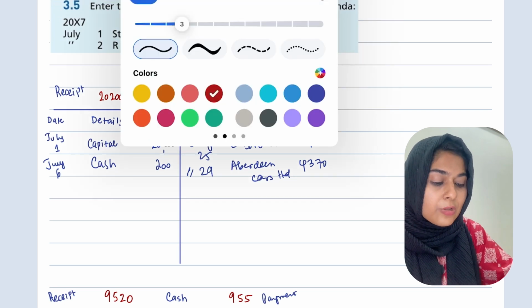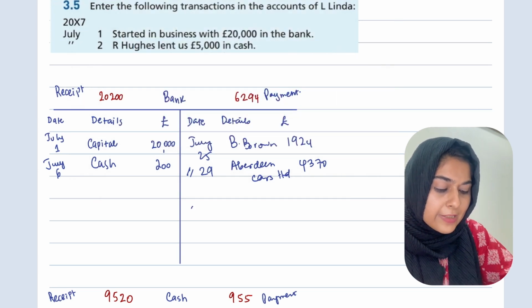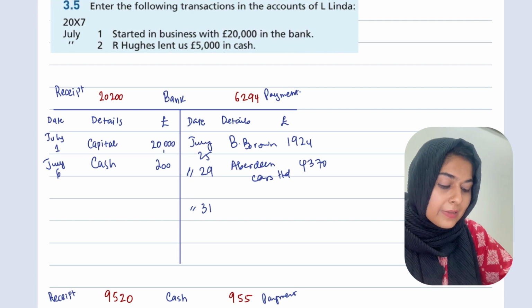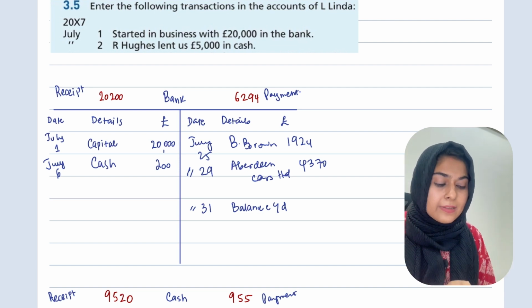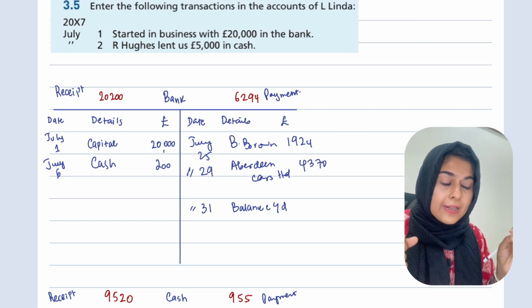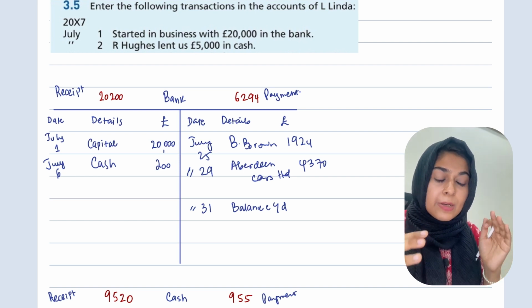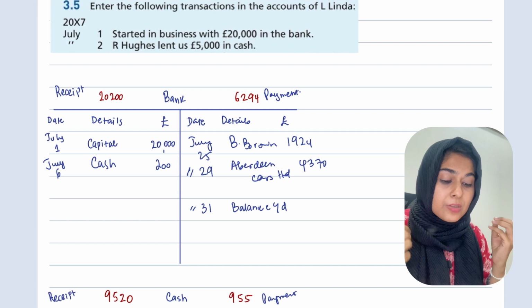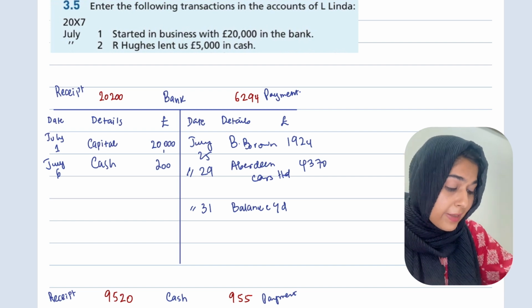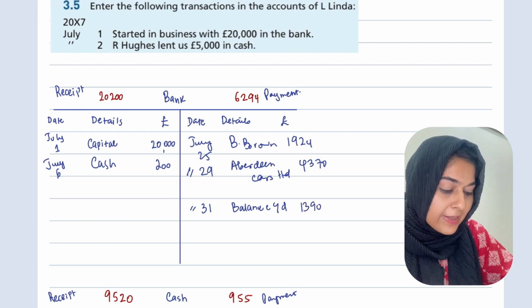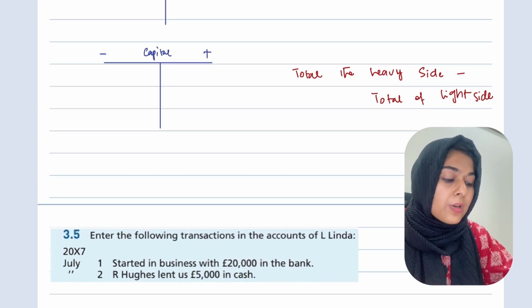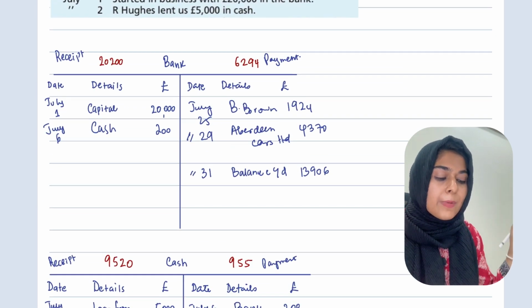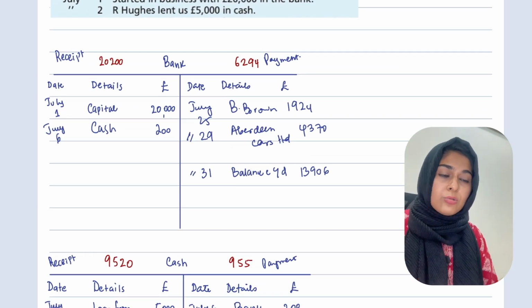Balance carried down is always on the last date. Students need to understand that balance carried down is something you consider as inserted into the T account so that both the sides are equal. So if we insert balance carried down here, 13906 is the balance carried down for the bank account. The way to calculate balance carried down is total of heavy side minus total of light side. I'm inserting balance carried down so that both my sides become equal.